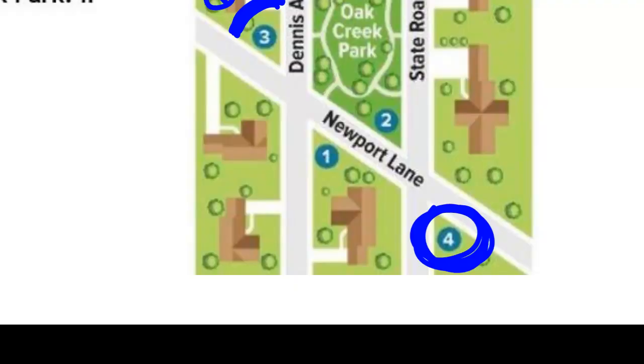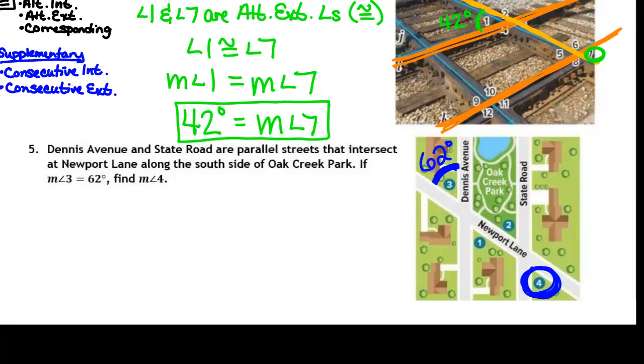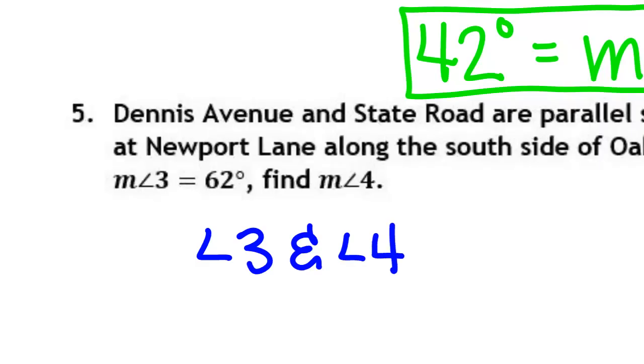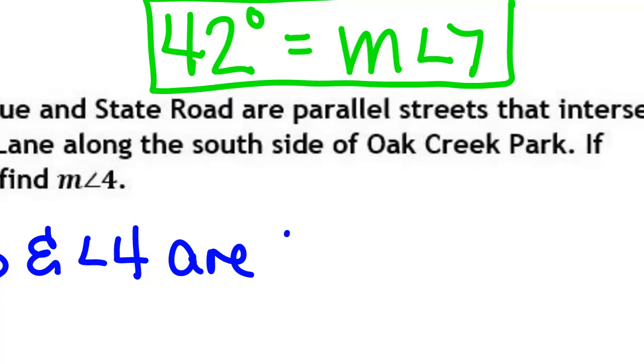What type of angles are angles 3 and 4? Yep, you're right. They are exterior. They're not in between Dennis and State, so they are exterior. Same side or opposite sides of Newport Lane? Opposite, because this one is above Newport Lane, but this one is below Newport Lane. So this one's north of Newport, this one's south of Newport. So opposite sides of the transversal, exterior angles, what do we call those? Alternate exterior angles, yes. Angle 3 and angle 4 are alternate exterior angles.